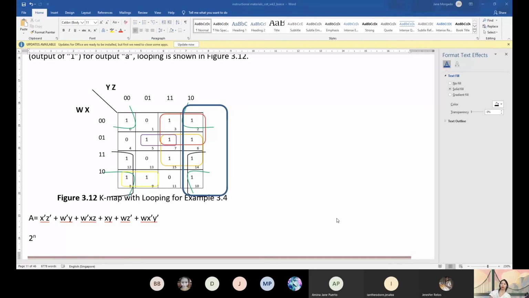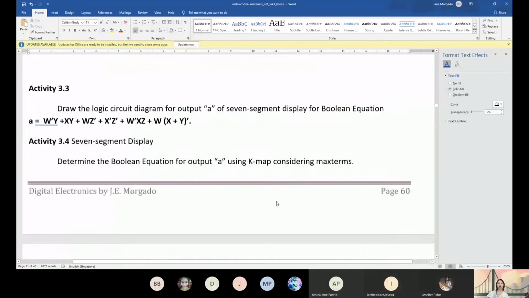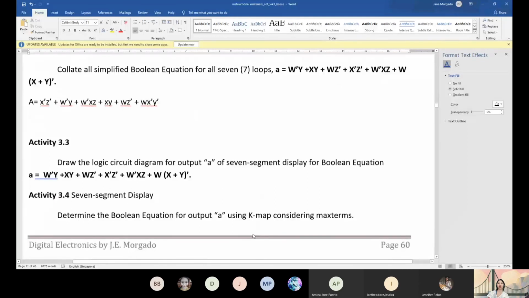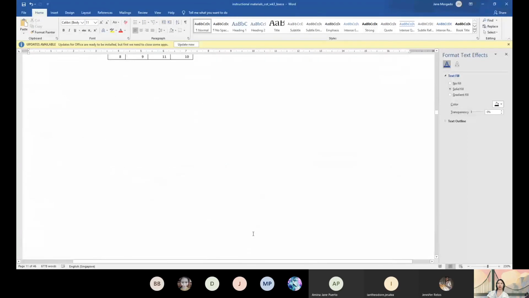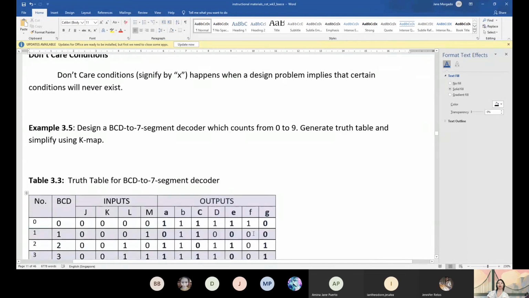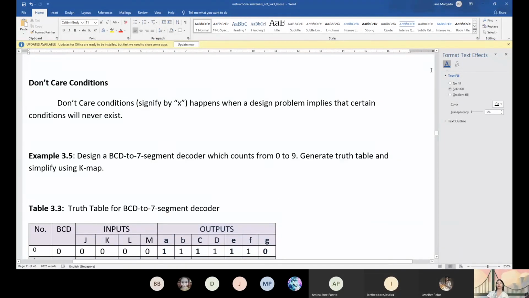Any question? None? Wala na po. Okay, so I'm going to upload this in YouTube. But for meanwhile, this will be your assignment, the activity 3.3. And then we'll meet again tomorrow, continuation of 7 segment display. The next topic would be don't care conditions.